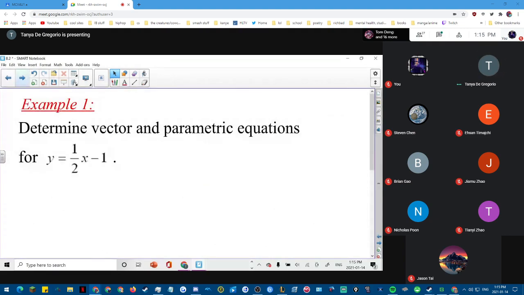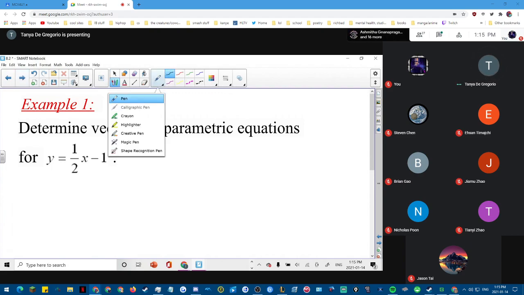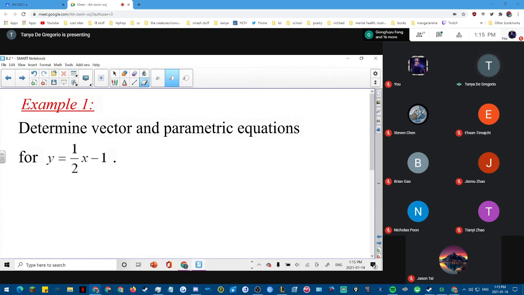Okay, example 1. Determine vector and parametric equations for y equals a half x minus 1. So we want to know what the vector equation of this line is. In order to come up with a vector equation, I need two things. What do I need? I need a point, and the slope.